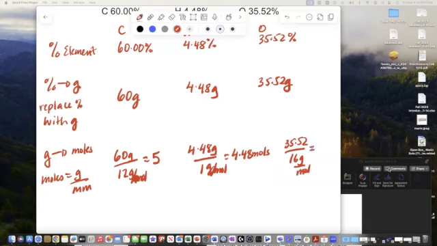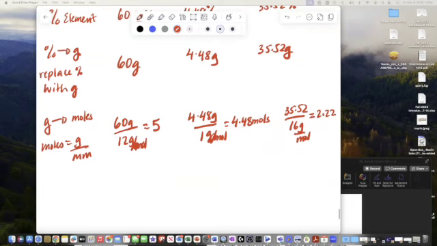This is now 2.22. Okay. So once again, let me make sure I have everything correct. I got this right here. So the next one is going from moles to mole ratio. So you take your moles and then you divide by the least number of moles. So I got 2.22 divided by 2.22, that makes this 1.